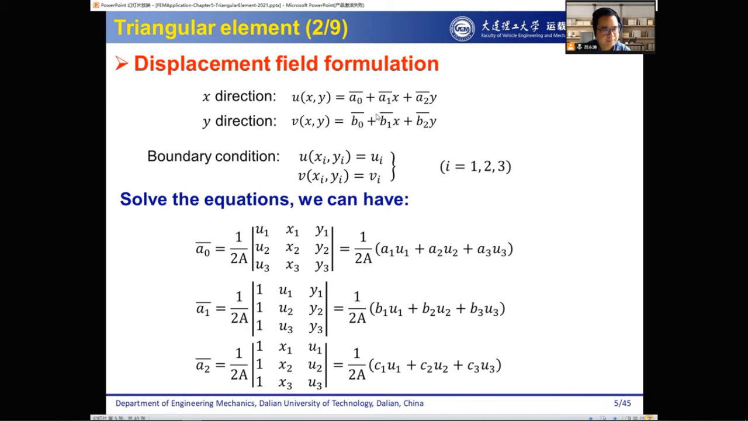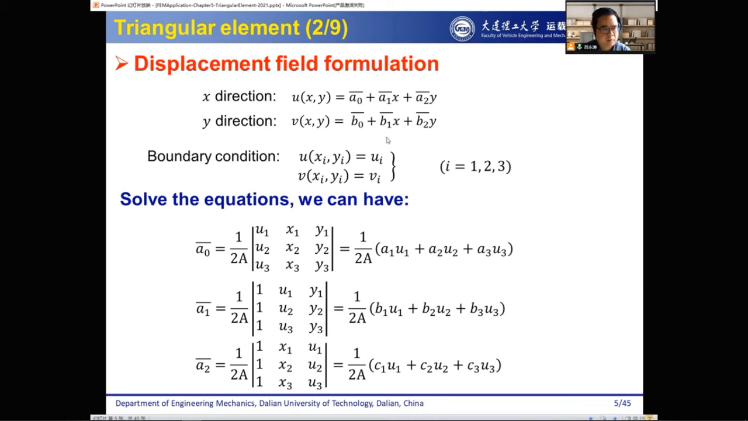Then we need to introduce more coefficients. Here we use the simplest case, so we use the first order term. So we ignore x squared, y squared, and the higher order terms.